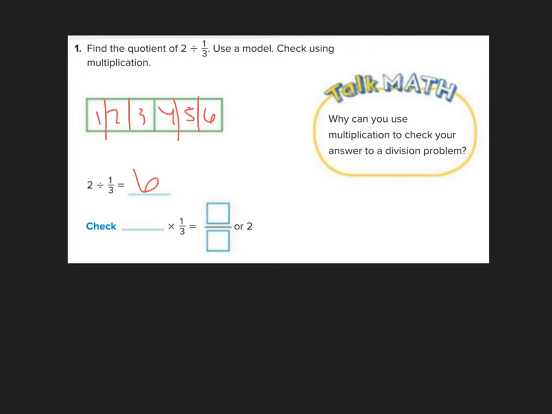Okay, so if I'm going to check, then I'm going to take 6 times 1/3, and that will give me 6 thirds, right? 6 over 1 times 1 over 3 equals 6 over 3, which is the same as saying 6 divided by 3, because we always do top divided by the bottom, and that will give us 2.